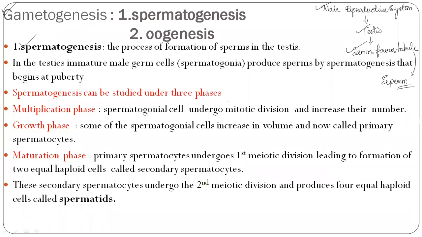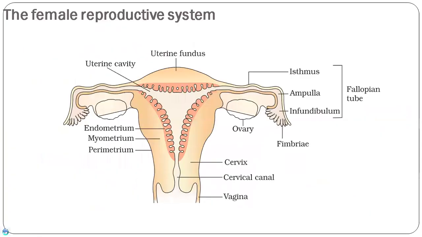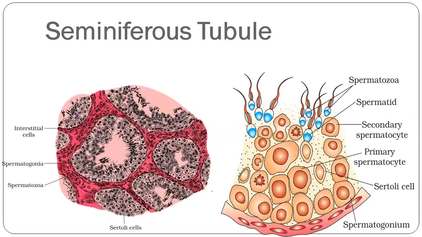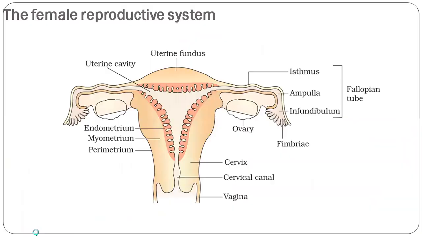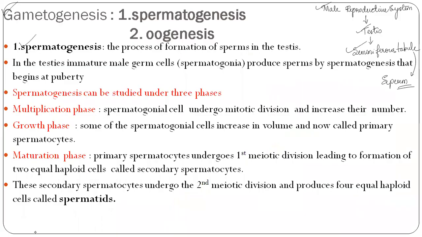In the testes, immature male germ cells, I used to tell you there are male germ cells. In the last class also, I told you about the male germ cell. These male germ cells, spermatogonium, are where they multiply to give the sperm. So here also we are going to study the same, students. In the testis, the immature male germ cell produces sperm by the spermatogenesis process.